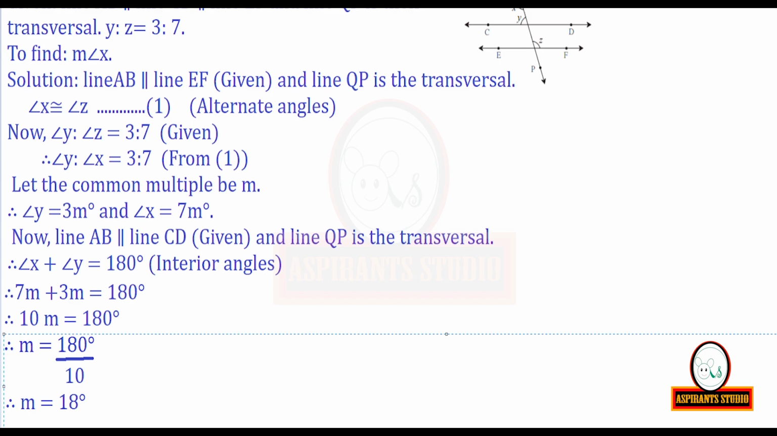Now we have found m. We are asked to find out only the value of x, measure of angle x, in the question. So you need not find out measure of angle y. It is enough to find out measure of angle x. That is 7m degrees, equal to 7 multiplied by 18 degrees, because the value of m is 18. So measure of angle x will be equal to 7 multiplied by 18 degrees.